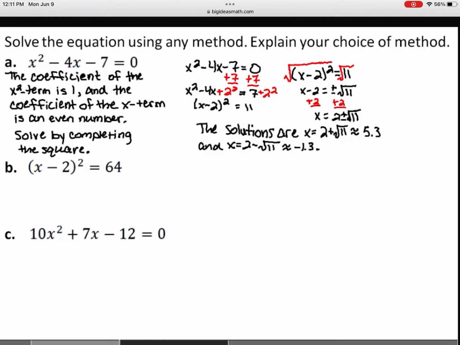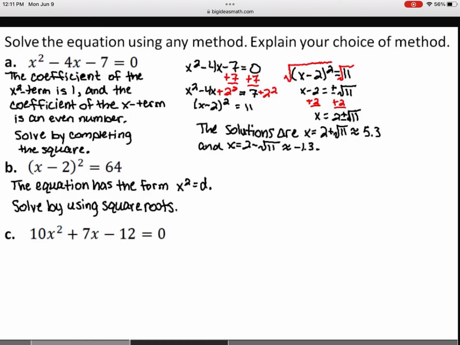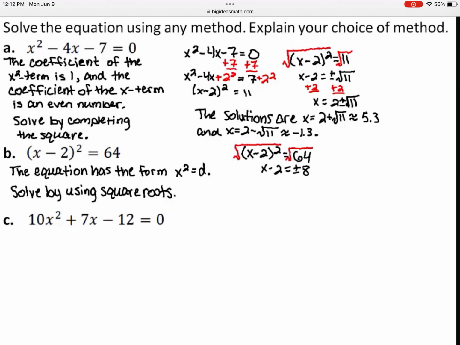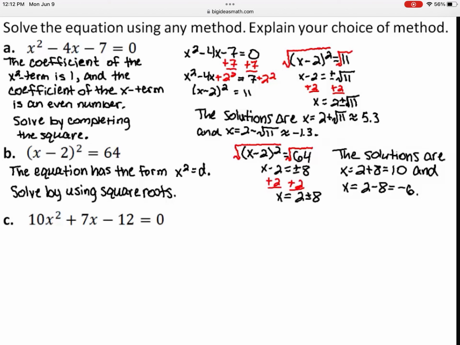Part B. The quantity x minus 2 squared equals 64. The equation has the form x squared equals d. So solve by using square roots. Begin by writing the equation. Then take the square root of each side, giving you x minus 2 equals positive or negative 8. Then add 2 to each side, leaving you with x equals 2 plus or minus 8. So the solutions are x equals 2 plus 8, which equals 10, and x equals 2 minus 8, which equals negative 6.